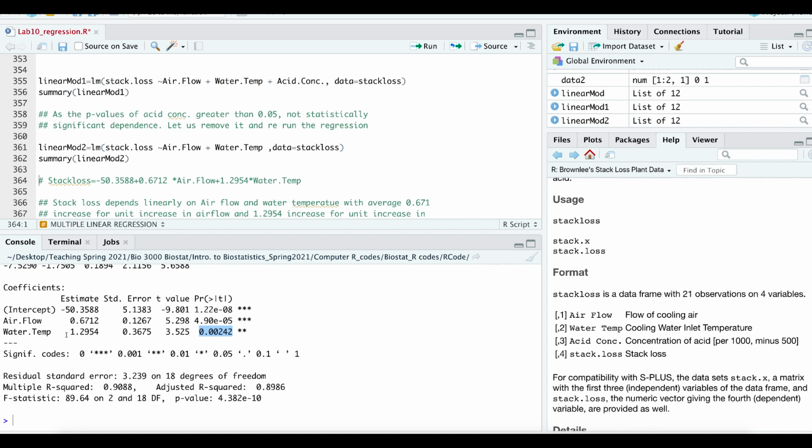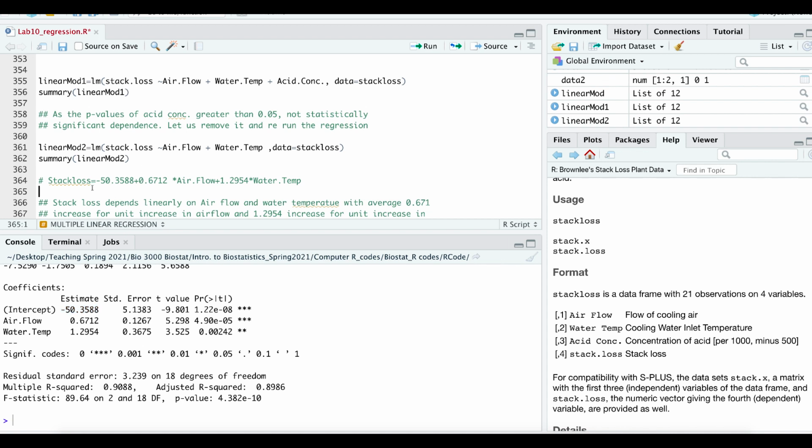What you can say here is for every 1 degree centigrade increase in the water temperature, the stack loss increases by 1.2954. Similarly, for every 1 unit increase in the airflow, the stack loss will increase by 0.6712. If there is no airflow and no water temperature, then the stack loss will be decreased by 50.3588. That's what you get.